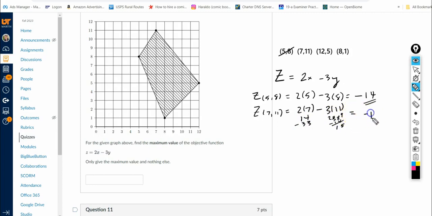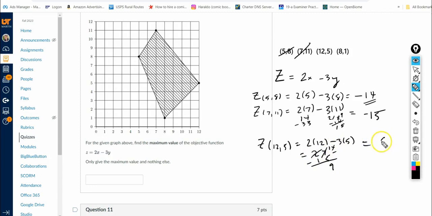So that'll be minus 15. Okay, I think 9 minus 4 is 5, yeah. And then I'm going to have 12 and 5 in there. So I'm going to have 24 minus 15. And 14 minus 5 is going to be 9.